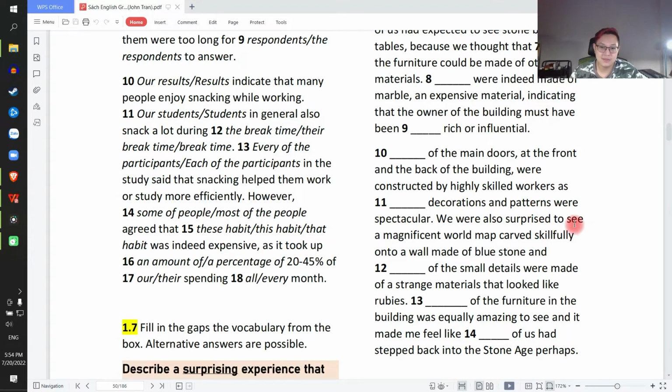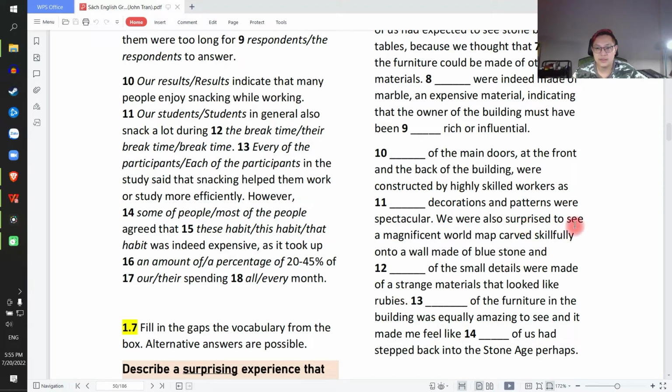We were also surprised to see a magnificent world map carved skillfully onto a wall made of blue stone, and all of the small details, or some of the small details, were made of strange materials that looked like rubies. Some or all of the small details, because here you don't know if all of them or some of them were made of a strange material that looked like rubies or not. Cái số 12 mà không biết rõ ràng được là tất cả hay là chỉ có một số những chi tiết nhỏ đã được làm ra bởi một vật liệu lạ lùng mà nhìn giống như đá ruby, đá đỏ, đá quý, đá ruby gì đó.